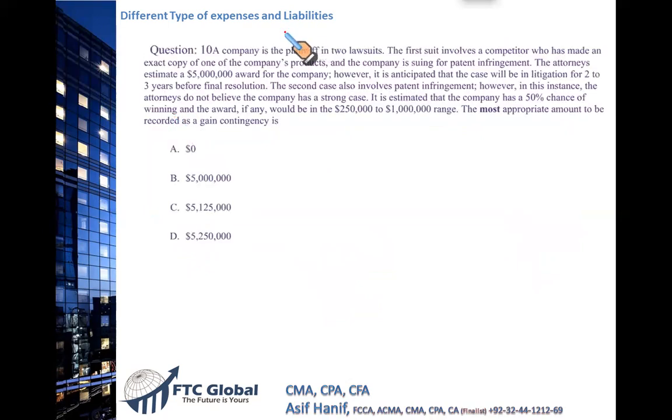Okay, next. A company is plaintiff in two lawsuits. So this is a wonderful question. We will spend some time on this question. There are two lawsuits, lawsuit A and lawsuit B, and you are plaintiff, meaning you have filed a case against someone in the court of law for some damages. The first suit involves a competitor who has made an exact copy of one of the company's products, and the company is suing for patent infringement. So one of your competitors copied what you do, your product, and you have filed a case against that party for infringement.